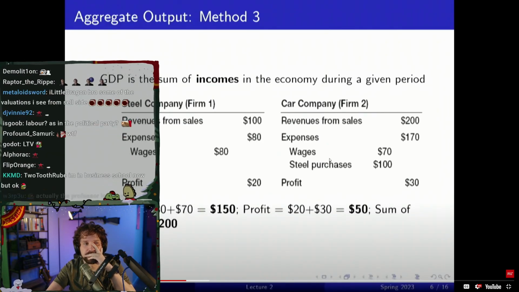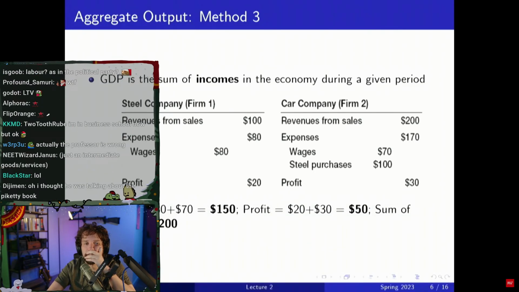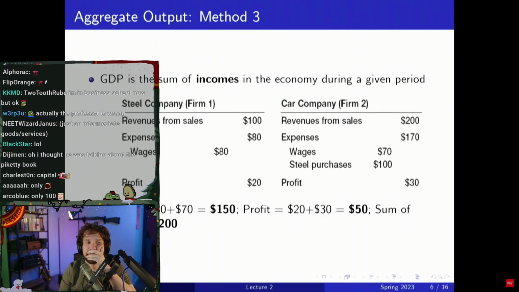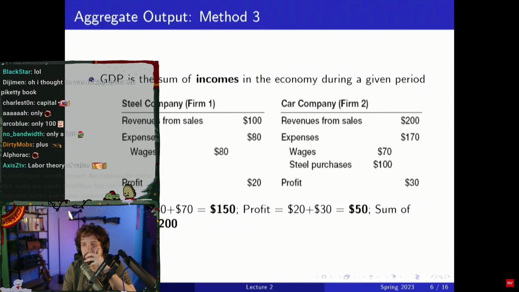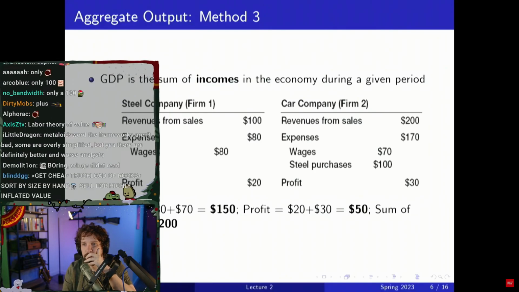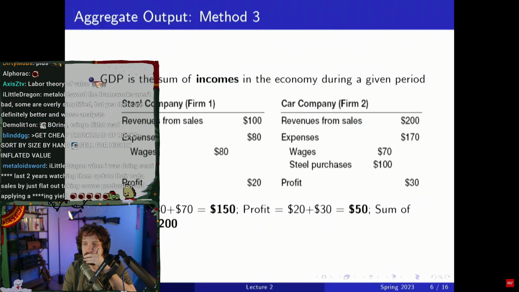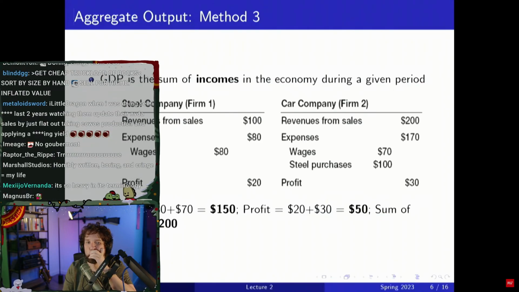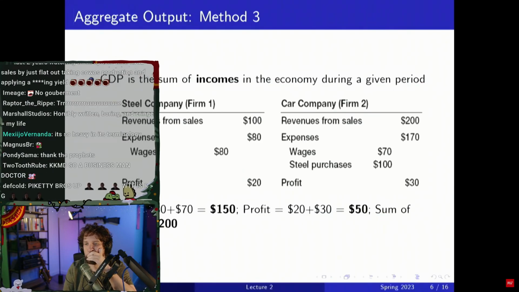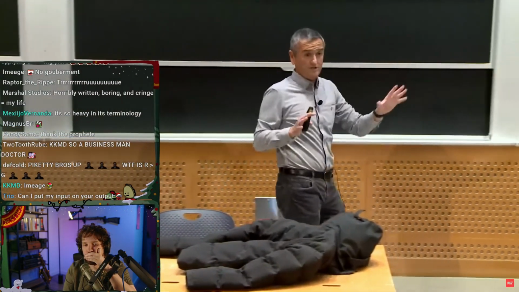Incomes. So who are the factors of production here related to your question? In this, there is no government here, no taxes. So we have only workers and profits, the capital, the owners of the company. Wages is 80 plus 70, it's 150. Profits is 20 plus 30, 50. 150 in wages plus 50 profit gives you back your 200.